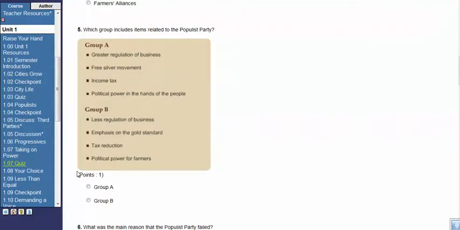Number 5, which group includes items related to the Populist Party? Group A, which includes greater regulation of business, free silver movement, income tax, and political power in the hands of the people? Or Group B, less regulation of business, emphasis on the gold standard, tax reduction, and political power for farmers? Is it Group A or Group B?